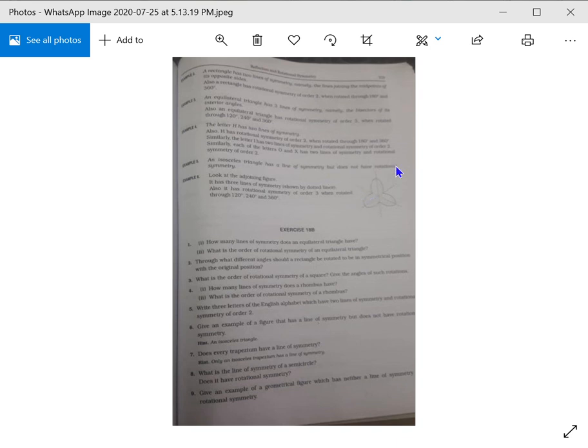In this figure, see, the numbers of lines of symmetry are 3, 1, 2, 3. And similarly, the order of rotation is also 3. That is 120 degrees, 240 degrees and 360 degrees.